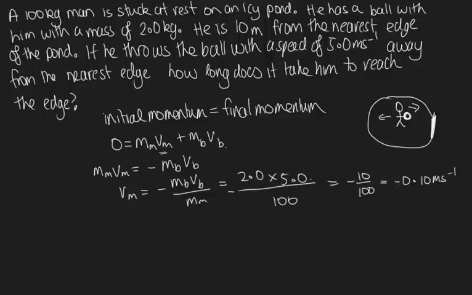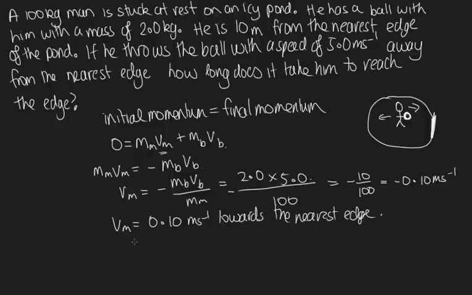Now this negative indicates that they are in opposite directions. So as the ball goes away from the edge, the man is going to go towards the edge. So the velocity of the man is equal to 0.10 meters per second towards the nearest edge.